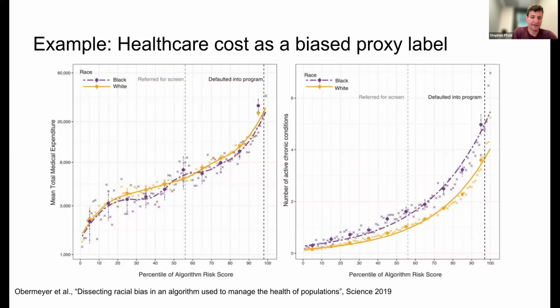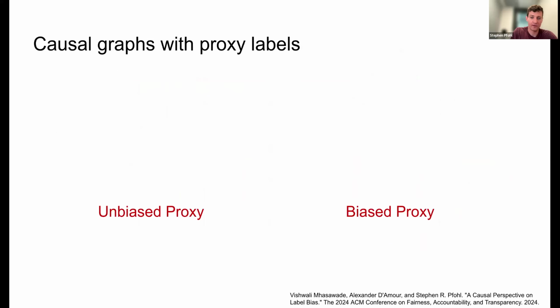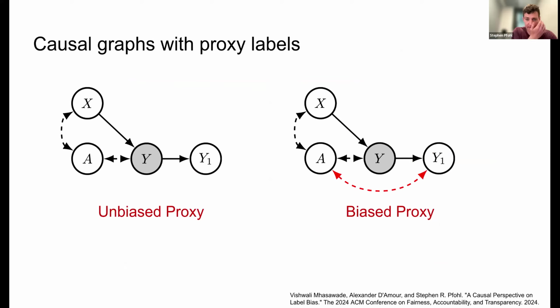And if you recall, this is the notion of fairness in decision making that I mentioned earlier in the discussion of sufficiency. As a part of our FACT 2024 paper, we aim to build understanding of problems like this by augmenting our causal graph approach to incorporate proxy labels.